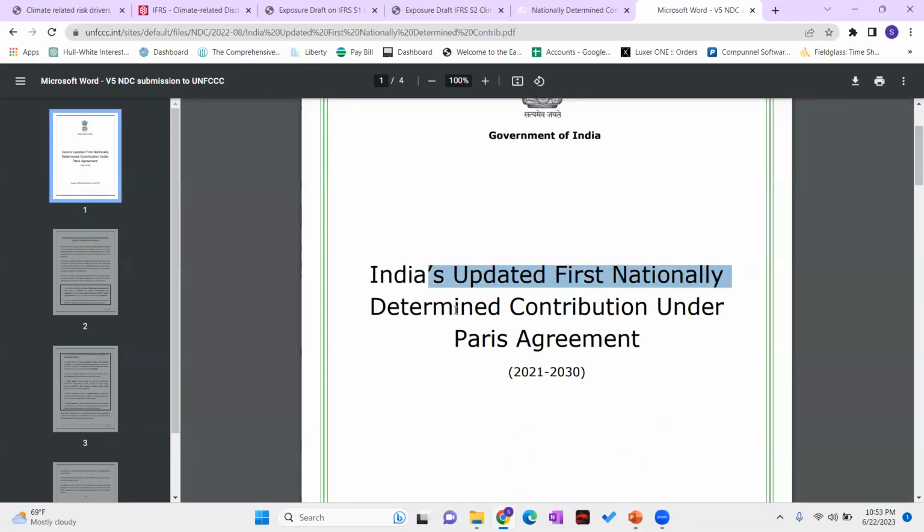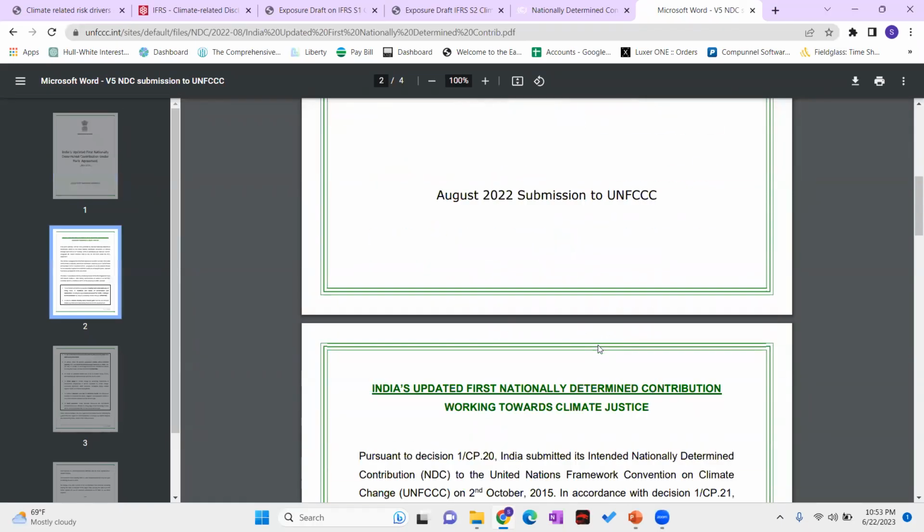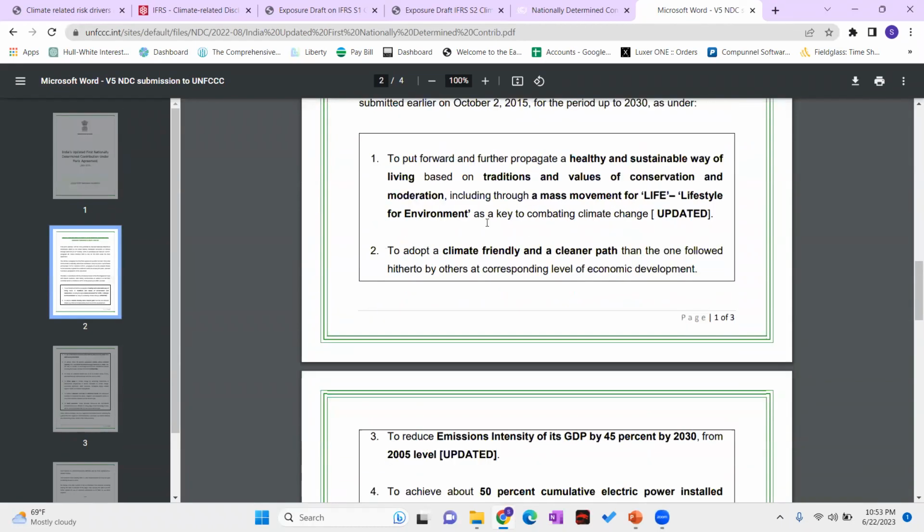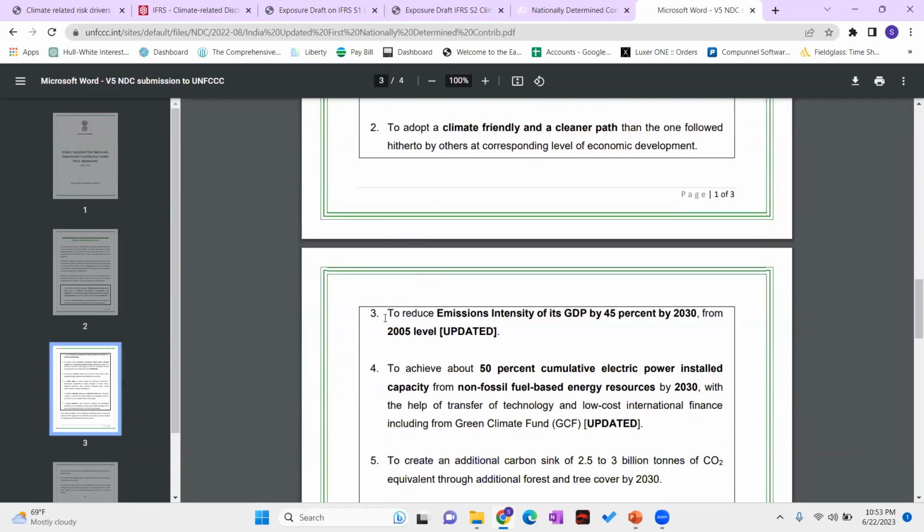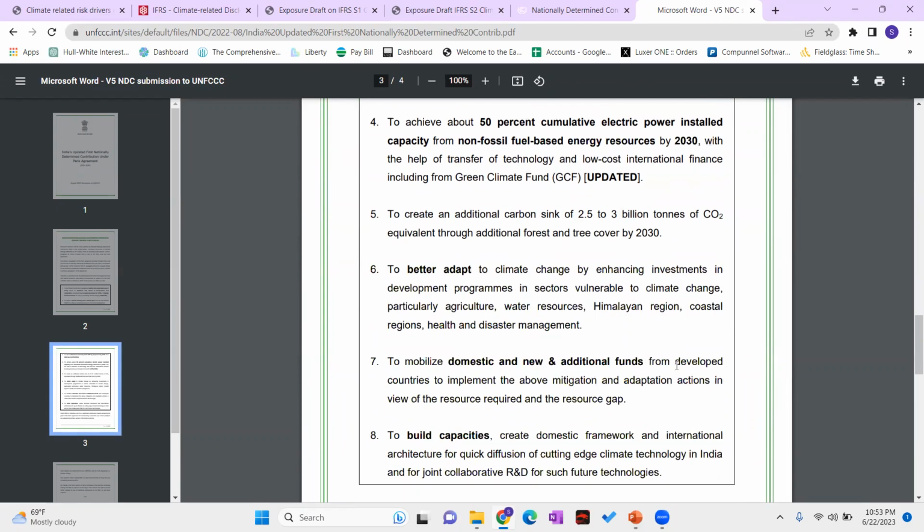India has updated its first nationally determined contribution under the Paris Agreement to reduce emissions intensity of its GDP by 45% by 2030 from 2005 level. Okay, 50% cumulative electric power installed capacity from non-fossil fuel based energy resources by 2030. So things like that.